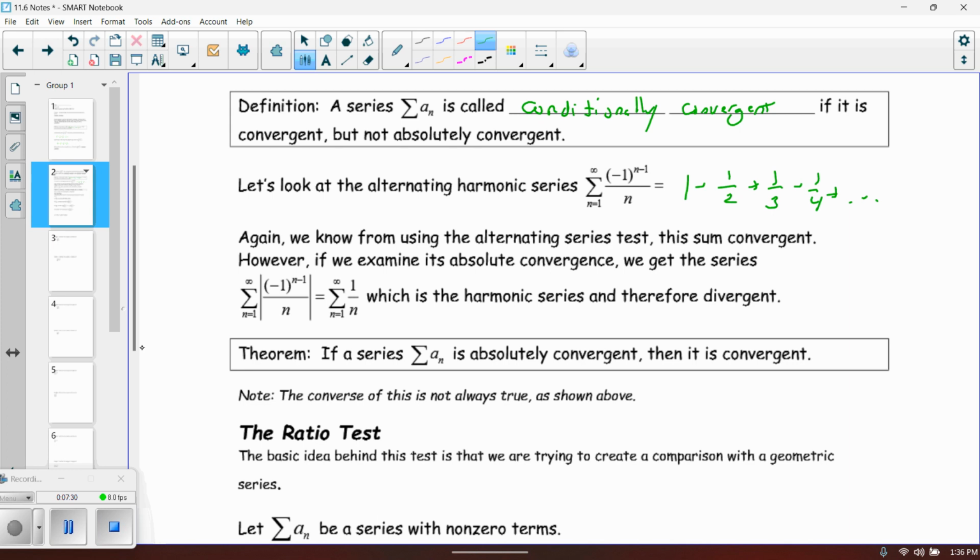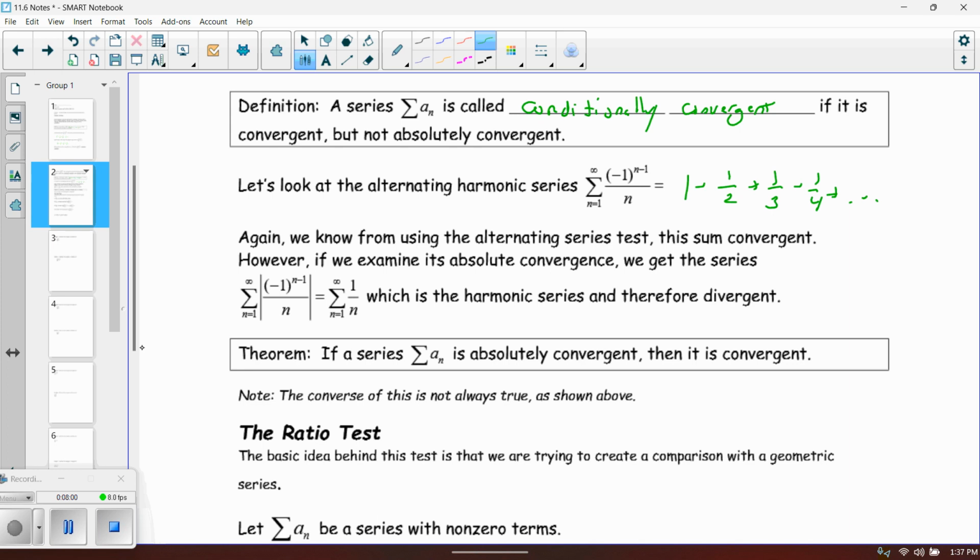So that one would actually be conditionally convergent. It converges for its original series, but it does not converge for the absolute values. That's the difference. So a conditionally convergent series converges as it stands originally, but if you were to take the absolute value, it no longer becomes a convergent series. If you take the absolute value and it still converges, then it is absolutely convergent. In other words, it converges in every way.